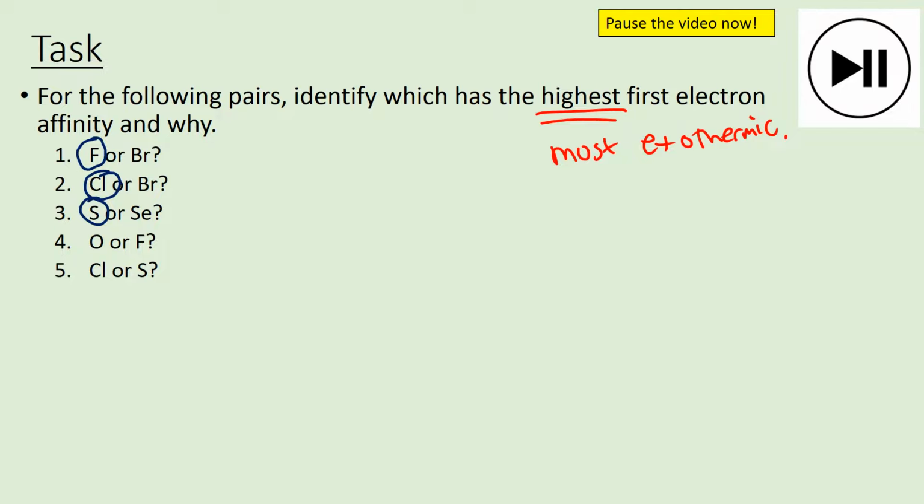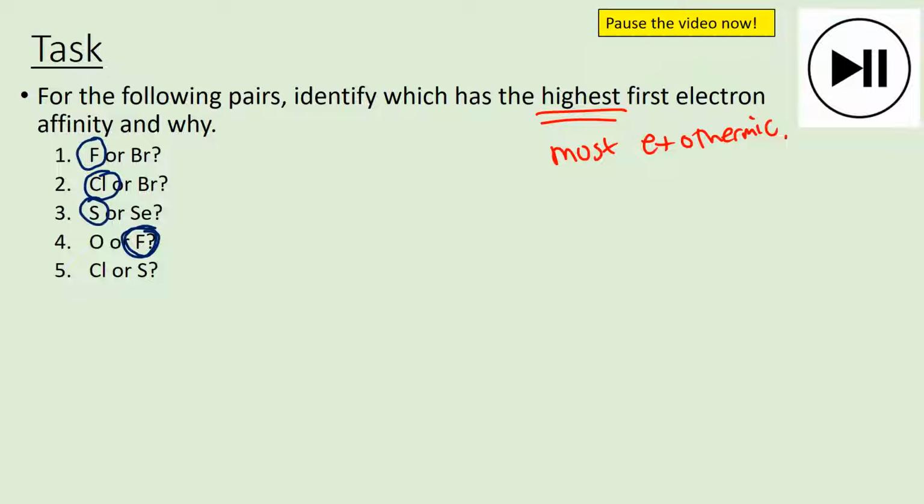Question number 4. Oxygen and fluorine, this time they're not in the same group, they're in the same period. And we know the trend across a period: the further right we are, the smaller the radius, the higher the nuclear charge and the same shielding. So I'm going for fluorine because smaller radius, higher nuclear charge, the same shielding, therefore more exothermic.